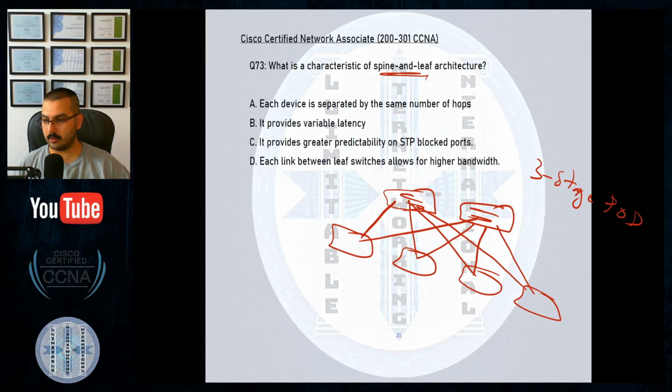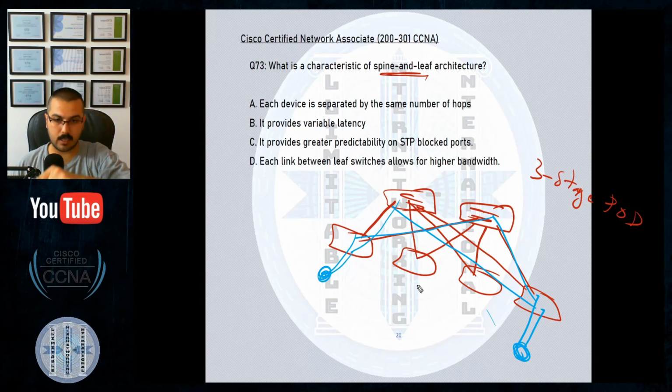Whenever a device wants to communicate with another device, it will be leaf, spine, leaf. It will always be a 3-stage leaf, spine, leaf. So each device is separated by the same number of hops. This device is separated from this device by 3 steps, or from this one by 1, 2, 3. It will always be the same number of hops. So it will be A.